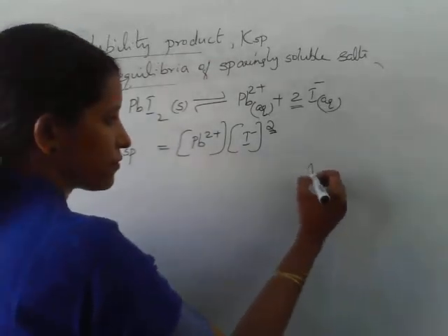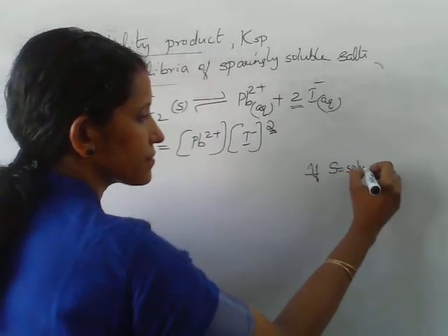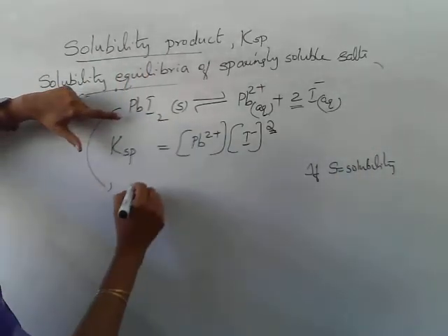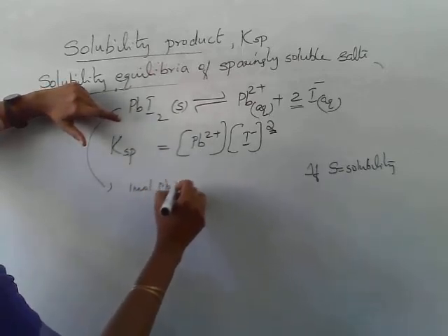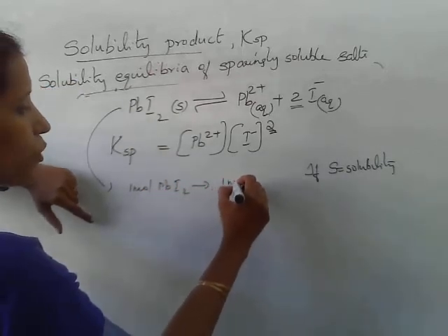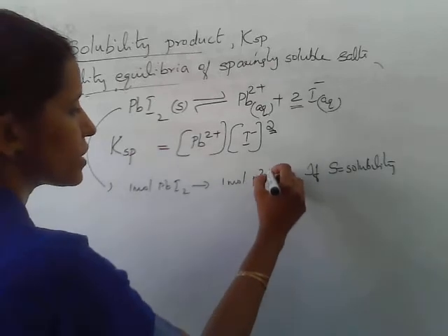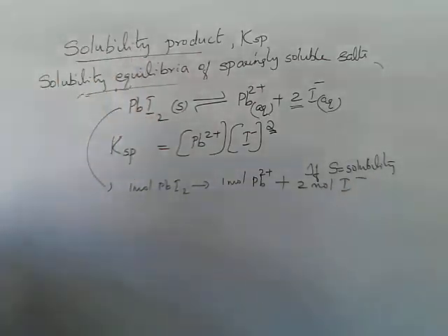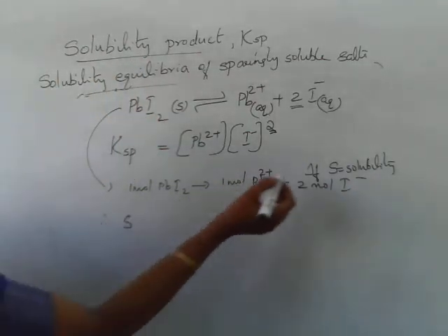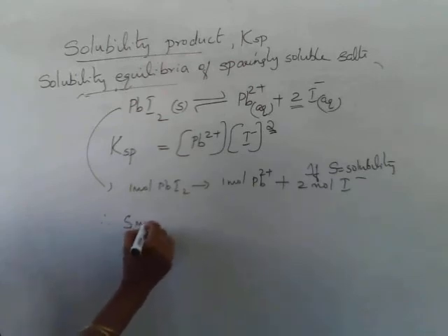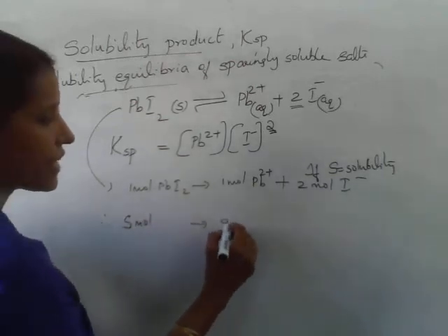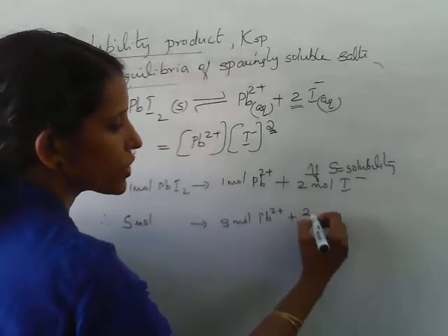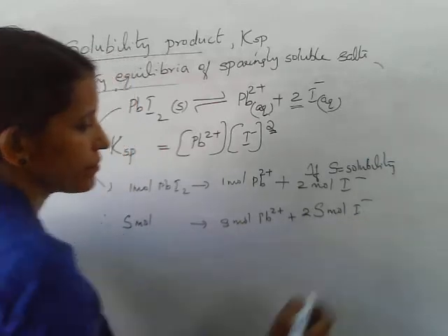Now if S is the solubility of lead iodide, as per the balanced equation, 1 mole PbI2 gives 1 mole Pb2 plus ion and 2 mole iodide ion, right? Therefore, the solubility of lead iodide is S mole, no? S mole lead iodide will give S mole Pb2 plus and 2 into S mole, 2S mole iodide ion.